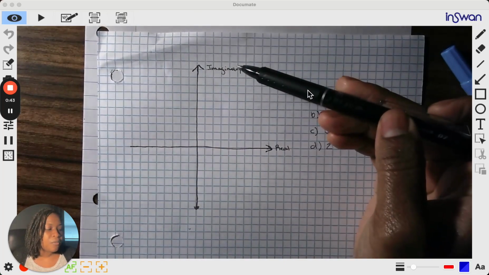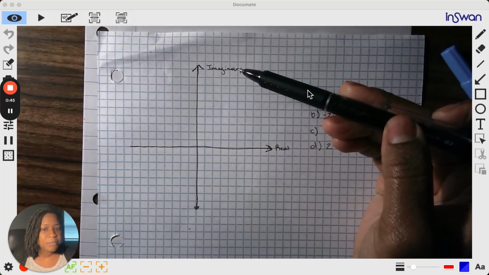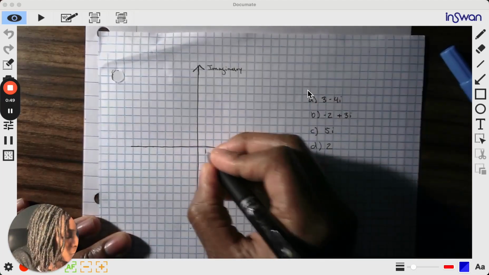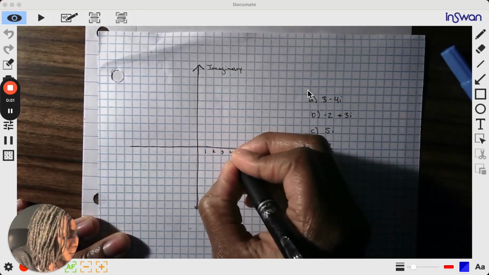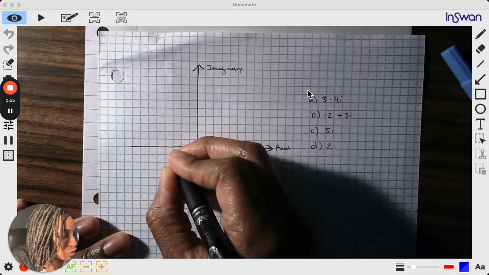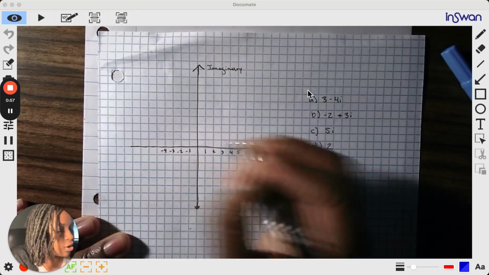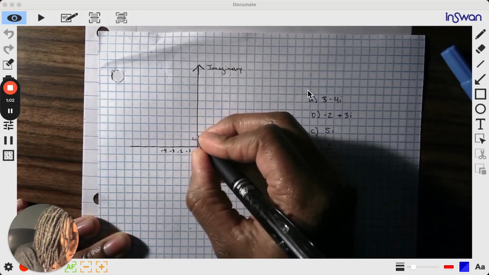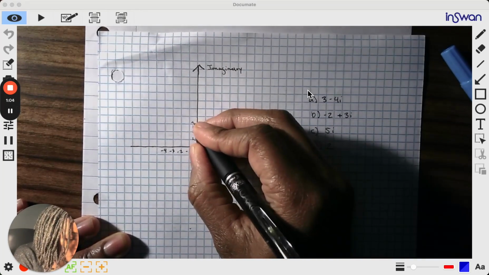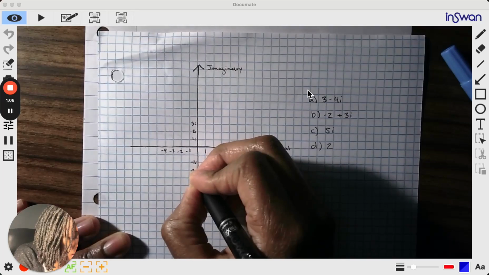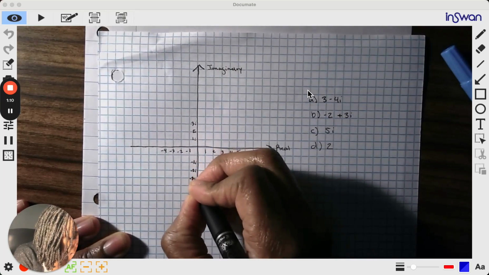Typically the y-axis is going to be the imaginary. The x is our real. And these are numbers, of course, like 1, 2, 3, 4, 5, and such. And same thing over here, there's -1, -2, -3, -4, all reals. And then this will be like 1i, 2i, 3i, and such. And this is -1i, -2i, -3i, and such.